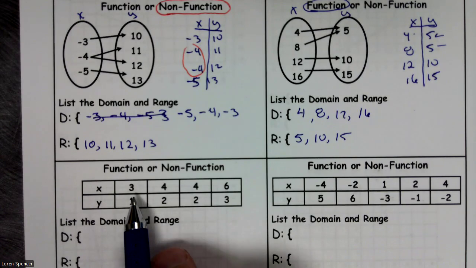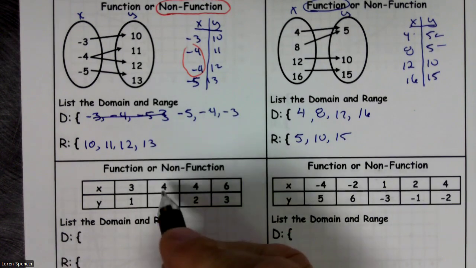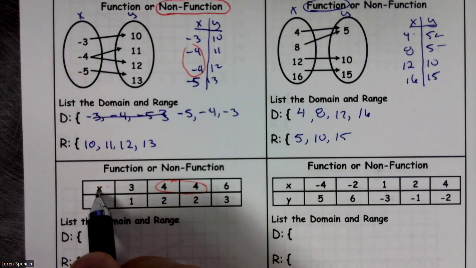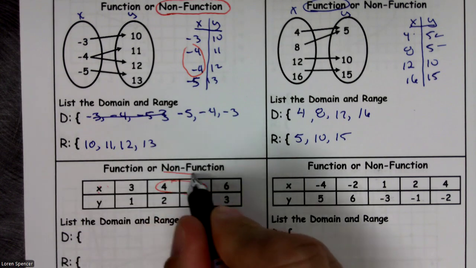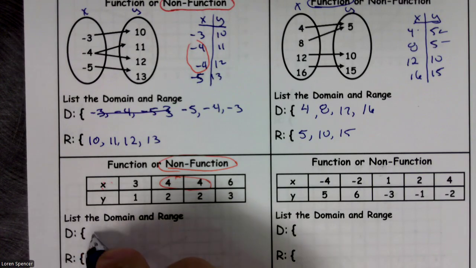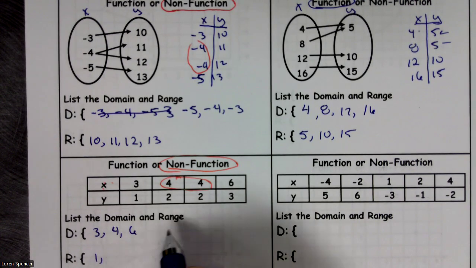Also, the next one, 3, 4, 4, 6. I see my 4's repeat. That's the x's. X's cannot repeat. So this is a non-function. All right. And my domain is going to be 3, 4, 6. And my range is going to be 1.